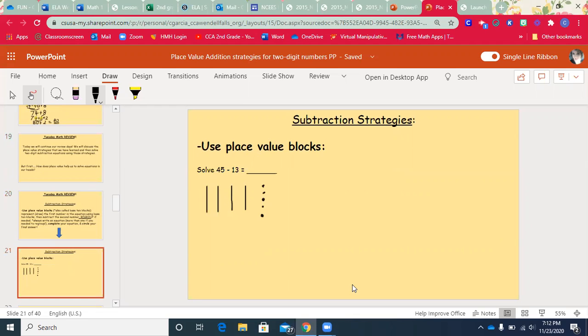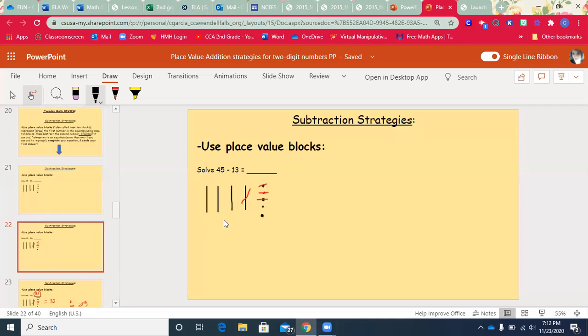So we take the first number in the equation, that is the 45, and we represent it or draw it using base 10 blocks. So that's the 4 10s there, because there is a 4 in the 10s place. And then I've drawn 5 1s here because there is a 5 in the 1s place. Now we just simply subtract the second number in the subtraction equation.